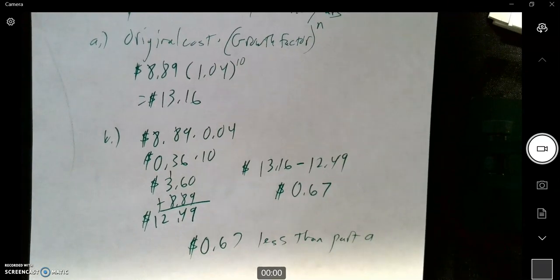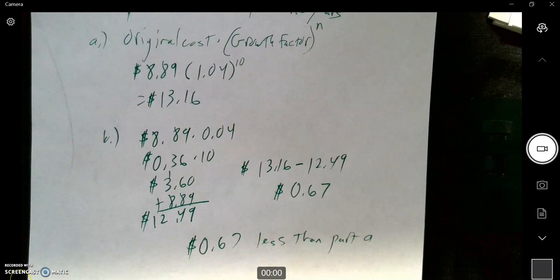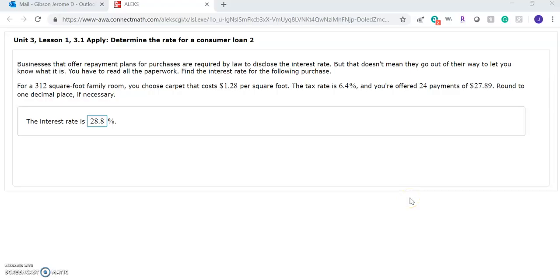Now, we need to move on to the problem that you gave me earlier that I can address from section 3.1. Okay, Mr. Tolson, this is your question from section 3.1 as well. It says businesses that offer repayment plans for purchases are required by law to disclose the interest rate. But that doesn't mean they go out of their way to let you know what it is. You have to read all the paperwork.